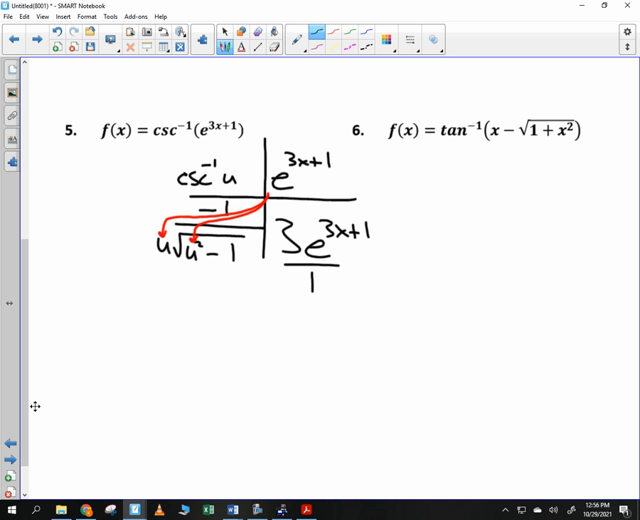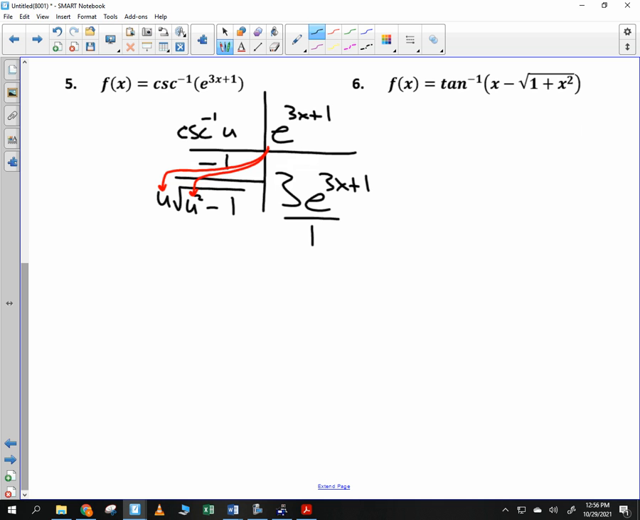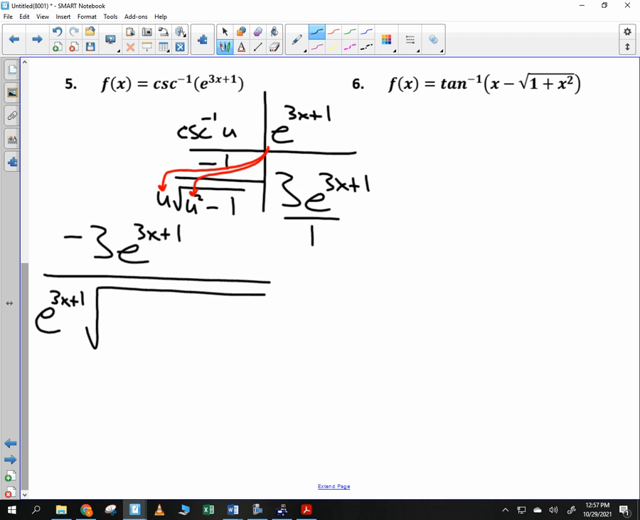Ready to multiply these two together? And it works out really, really nice. What's going to be on the top? 3e. Negative 3e to the 3x plus 1. Notice on the bottom we have to write u first, which is root of. And then if we take this and we square it, what's the new exponent going to be? 6x plus 2. Good. E to the 6x plus 2. And we have that minus 1.